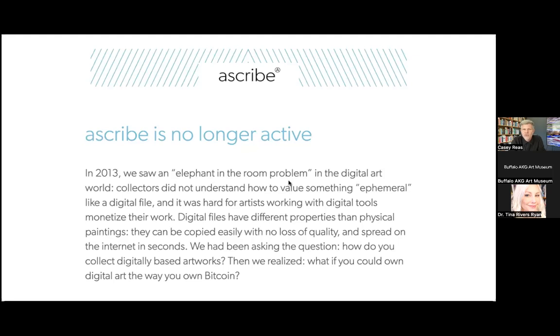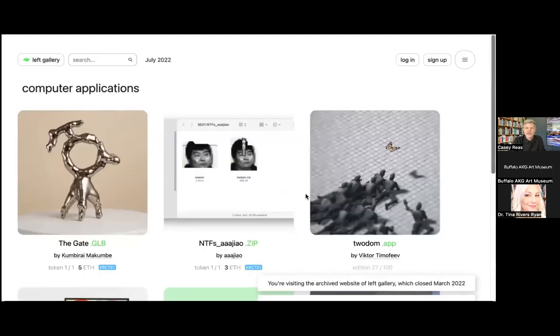And then we realized, what if you could own digital art the way you own Bitcoin? So I think in 2022, that last sentence means something very different than it did in 2013. I think it was, yes. So that was a vision that Ascribe had, a vision that Harm was able to largely realize through Left Gallery.